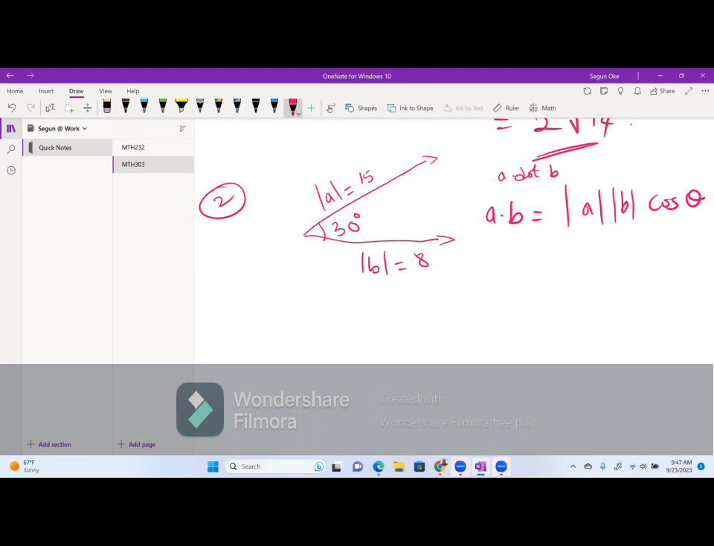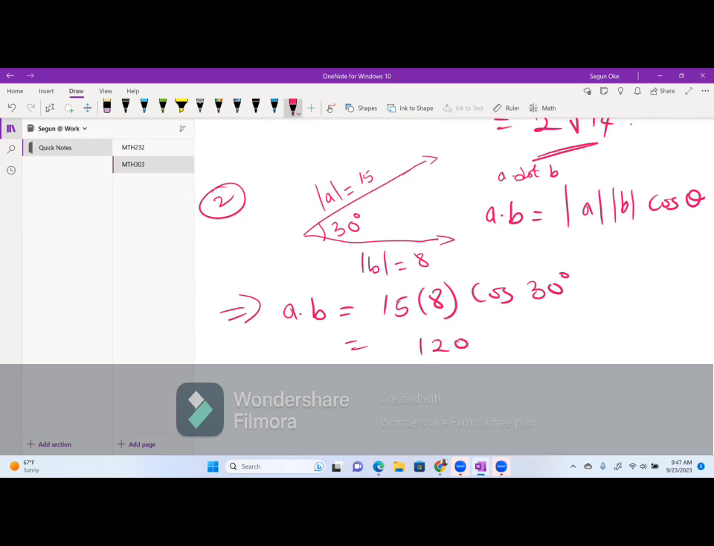We are looking for A dot B. So now we can proceed by saying A dot B is the same thing as the magnitude of A, 15, multiplied by 8, multiplied by cos 30 degrees. So I have this one to be 120.